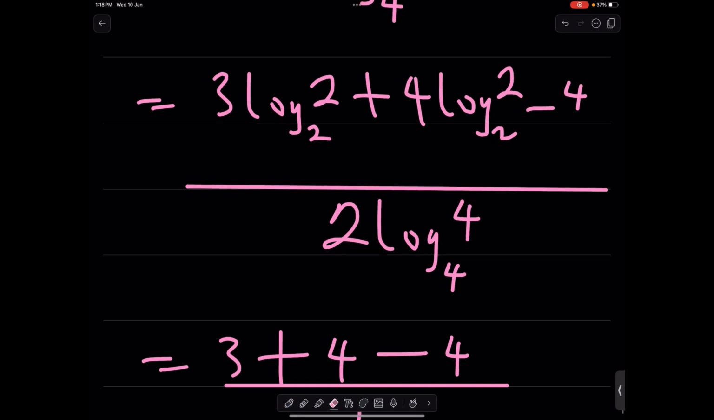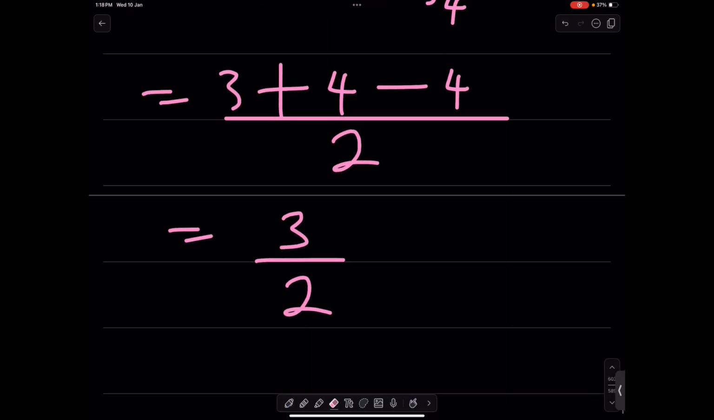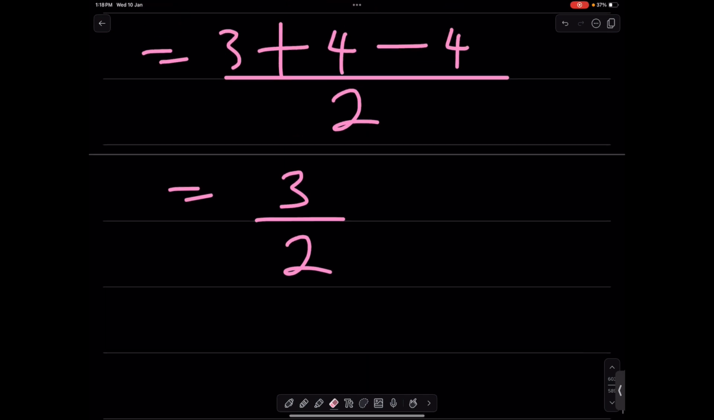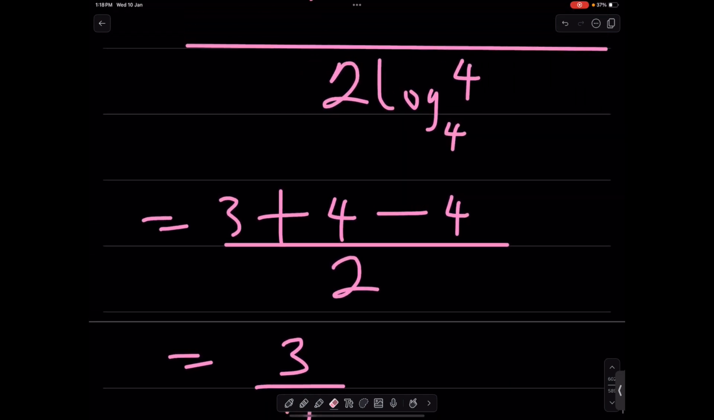Alright, so that's it. Very, very simple. Some of them look a bit tricky, but if you know all of the rules, I'm sure you will always get the answers.